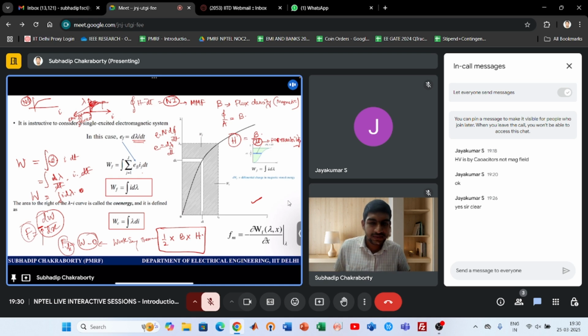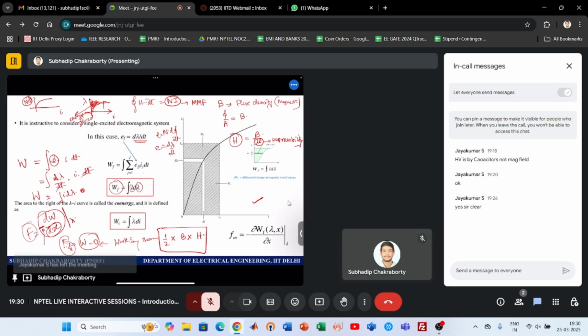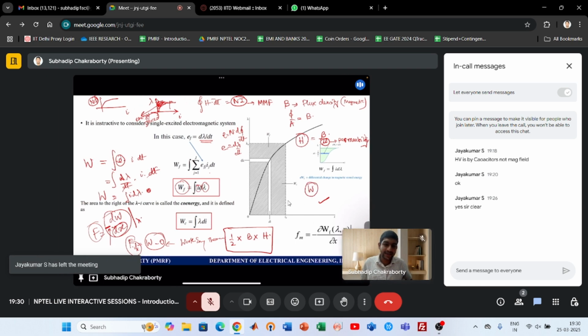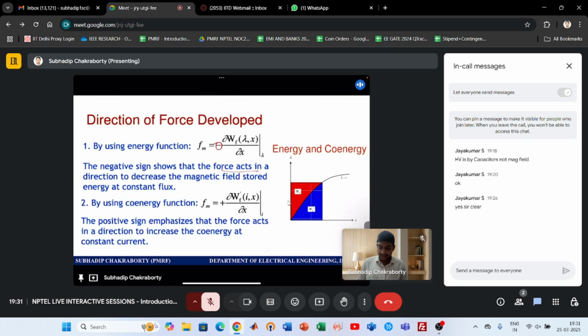That is the force with respect to displacement for a given lambda, because W depends on both lambda and I, and also on X, as you see, because there is motion. So this energy W depends on lambda, I and X. That's why dW/dx for a given lambda gives you, with a minus sign, the force, and the absolute form is dW/dx. The direction of force, as I told you, is denoted with a negative sign because it acts in a direction to decrease the actual source cause, which was the magnetic field for a given flux, right?